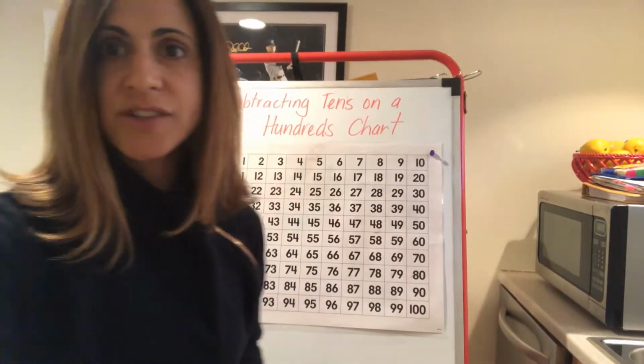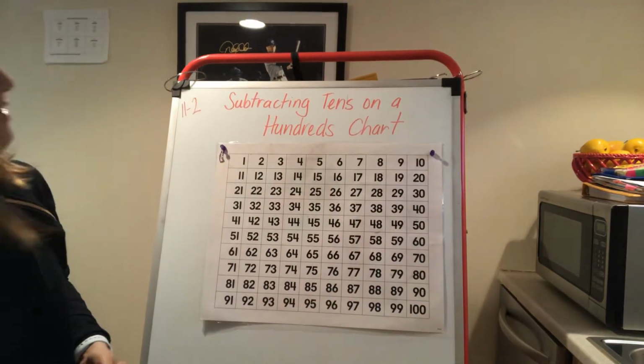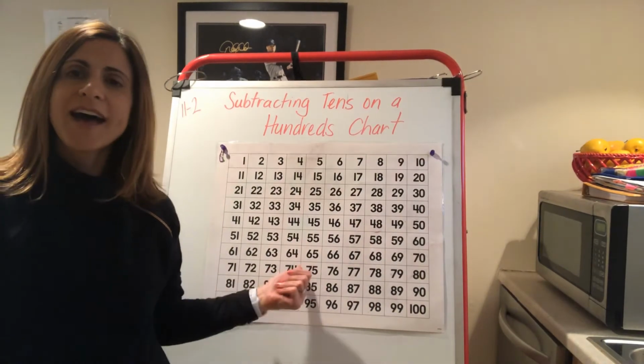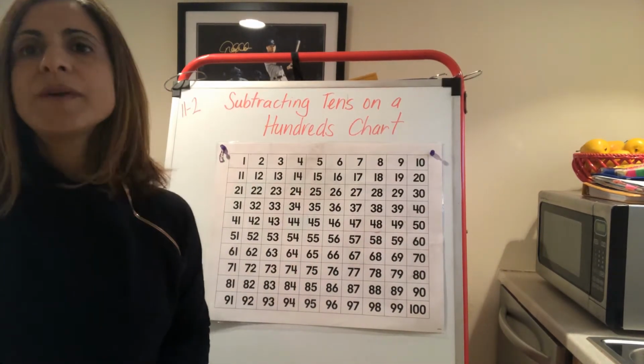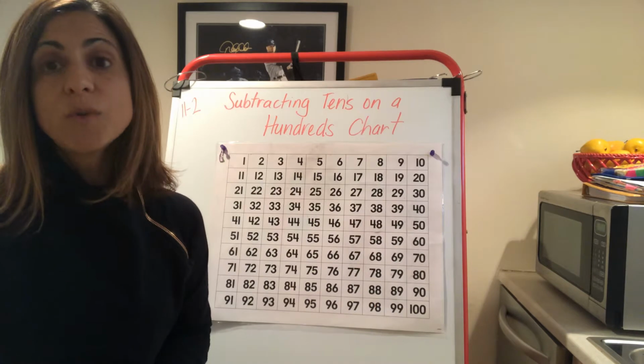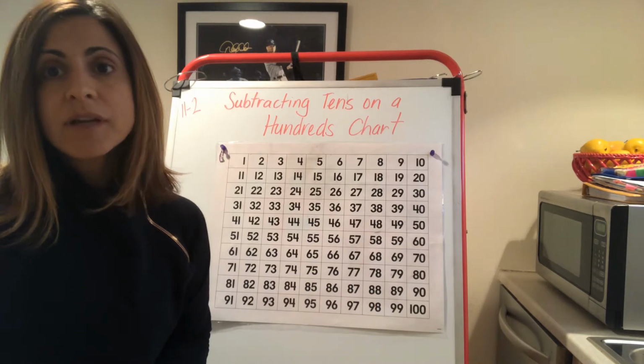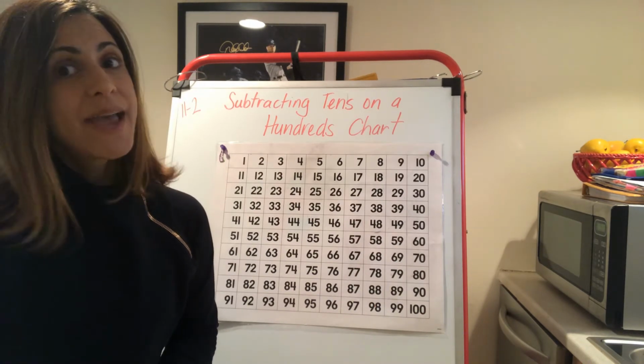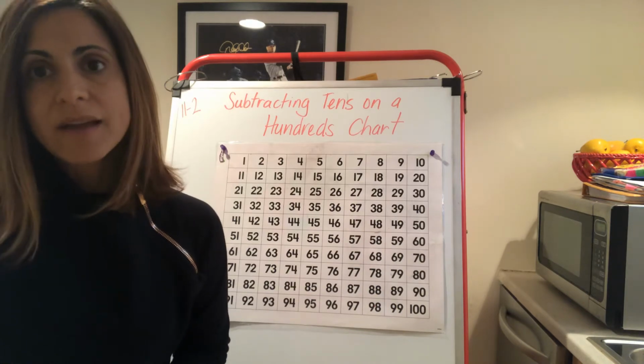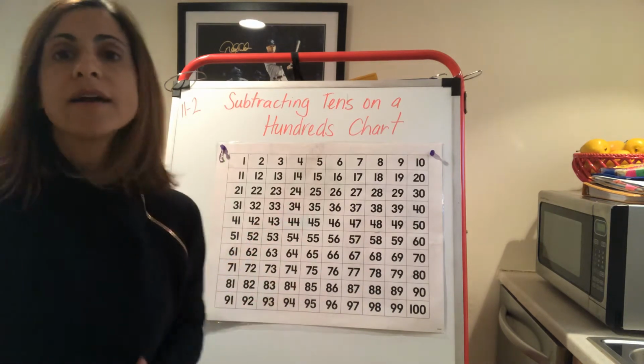It is 11-2 today and it is subtracting tens on a hundreds chart. This thing should look familiar to you. We used it last week to add two-digit numbers to groups of 10. Well, today we're going to be subtracting when using a hundreds chart.